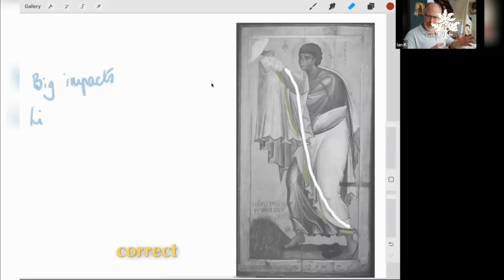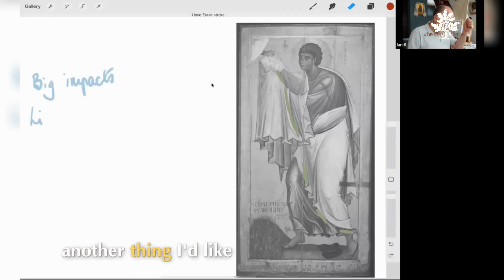Again, correct. When you're trying to do garments, why it becomes complex is because you've got to do both at the same time. And the temptation, because it does get quite complicated, is we get lost in the details and we bury ourselves in doing the fancy folds. We lose the hierarchy of lines.